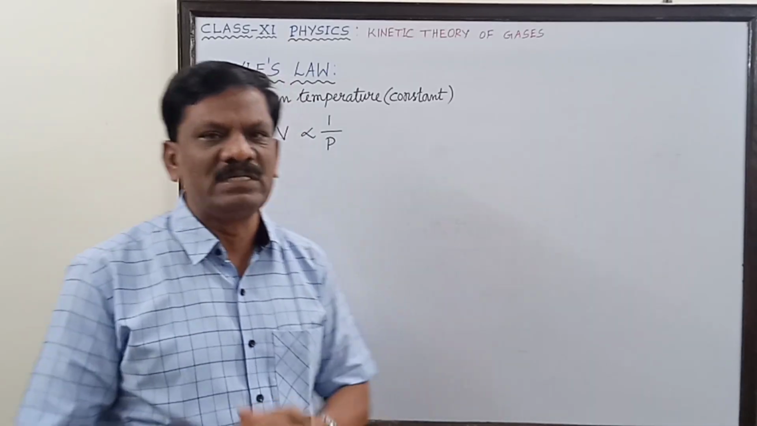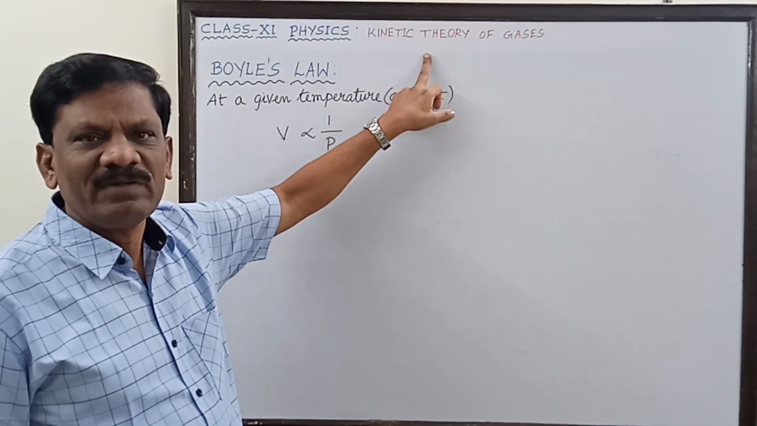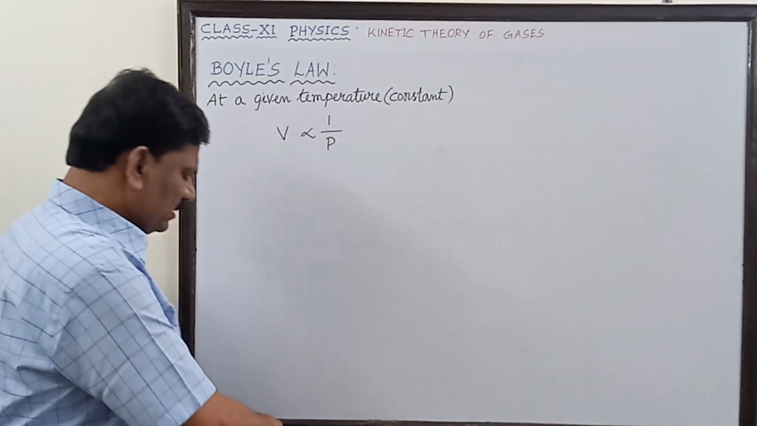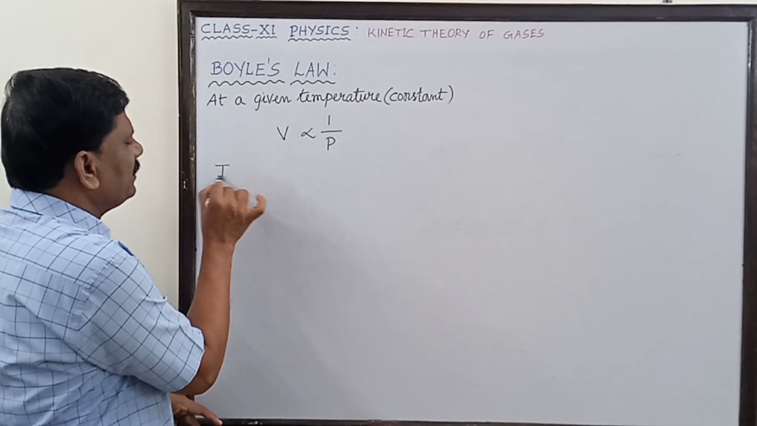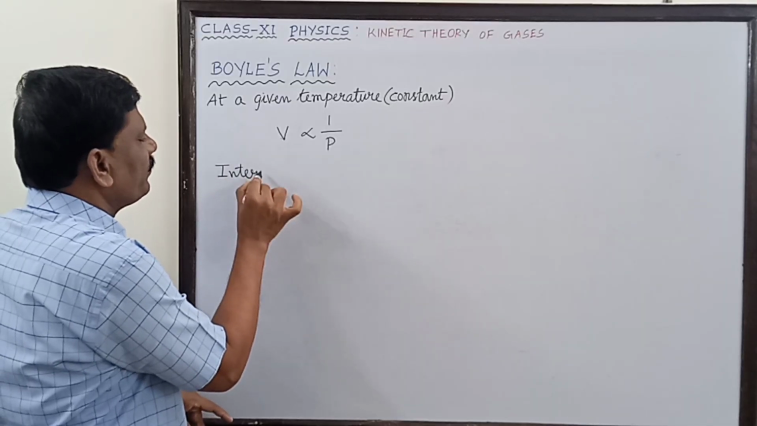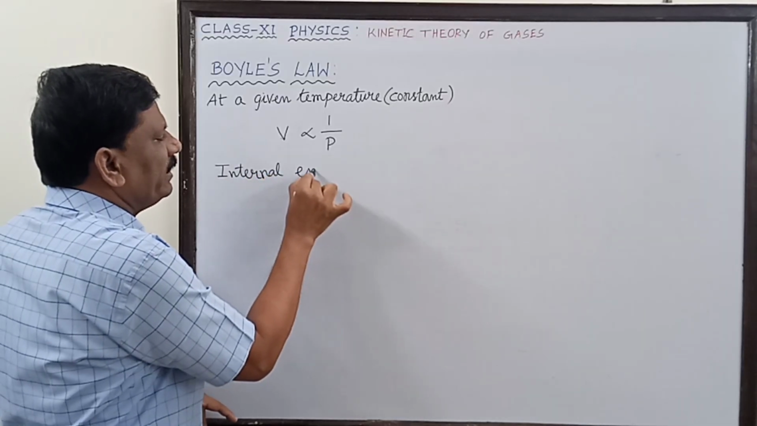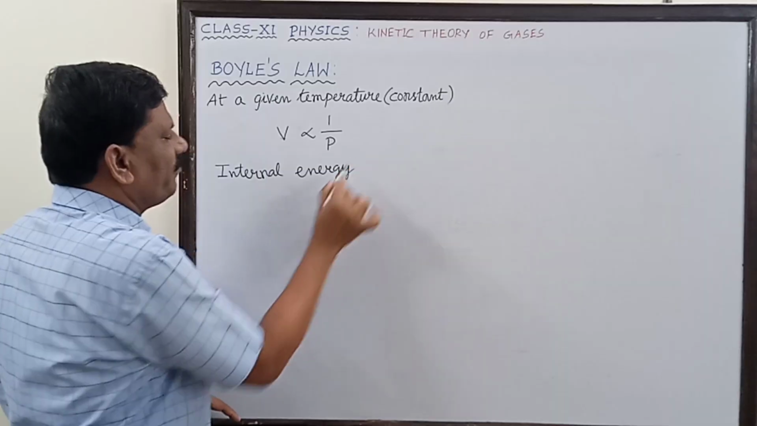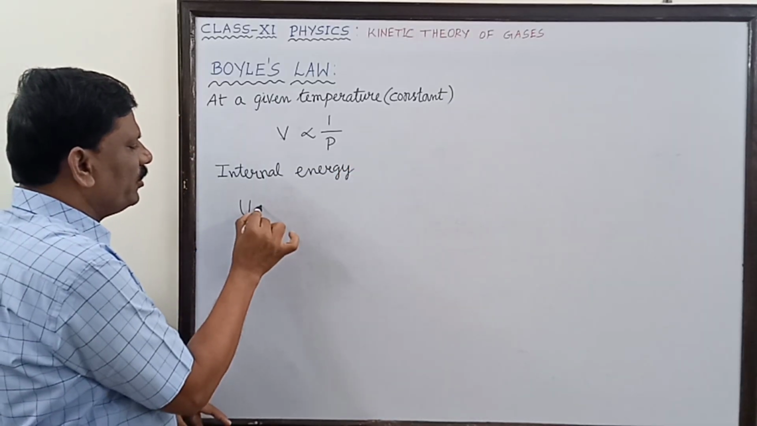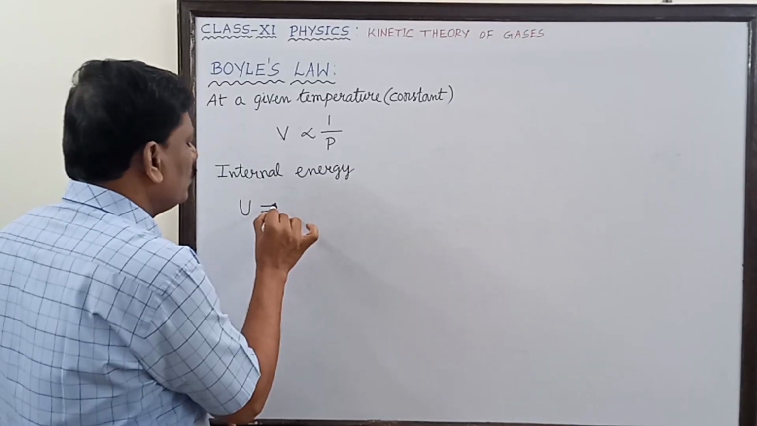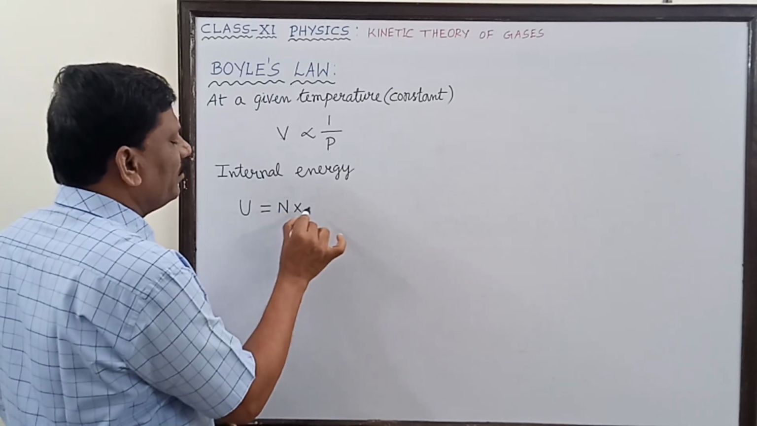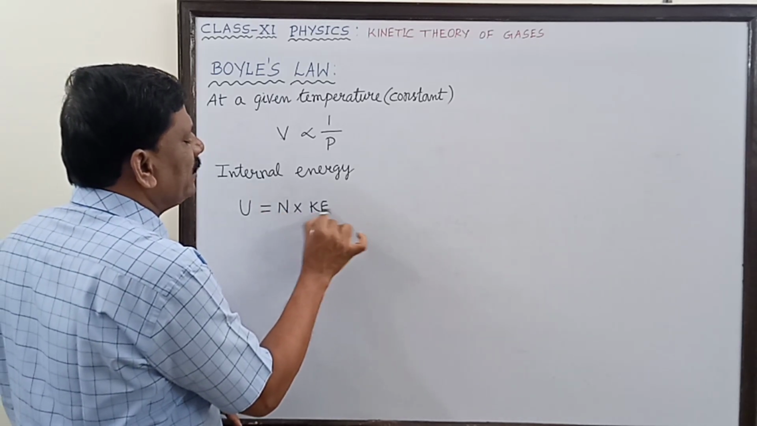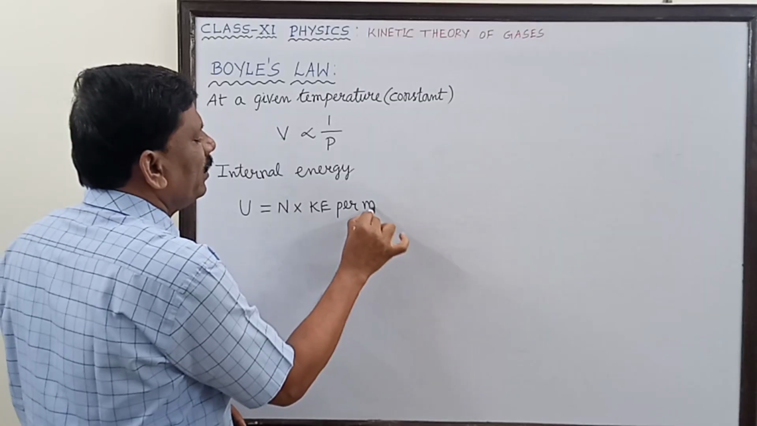We are going to prove it in terms of the kinetic theory of gases. Okay, first we will start with the internal energy of the gas. The expression for internal energy of a gas is U is equal to the total number of molecules N multiplied by the kinetic energy per molecule.